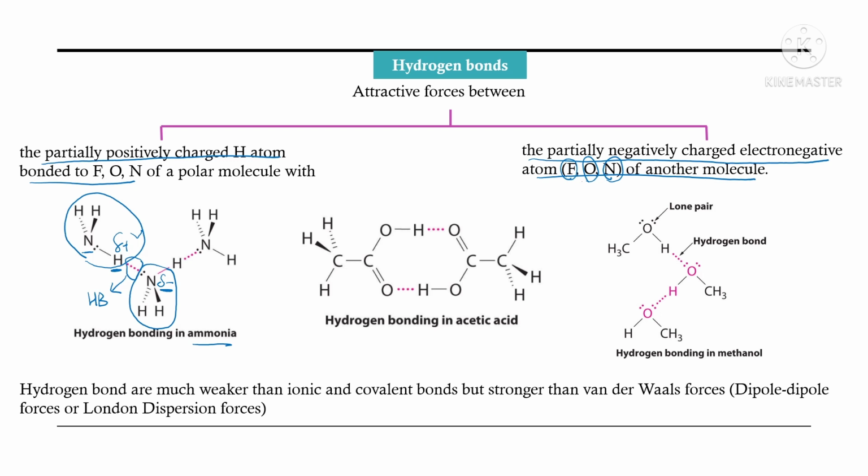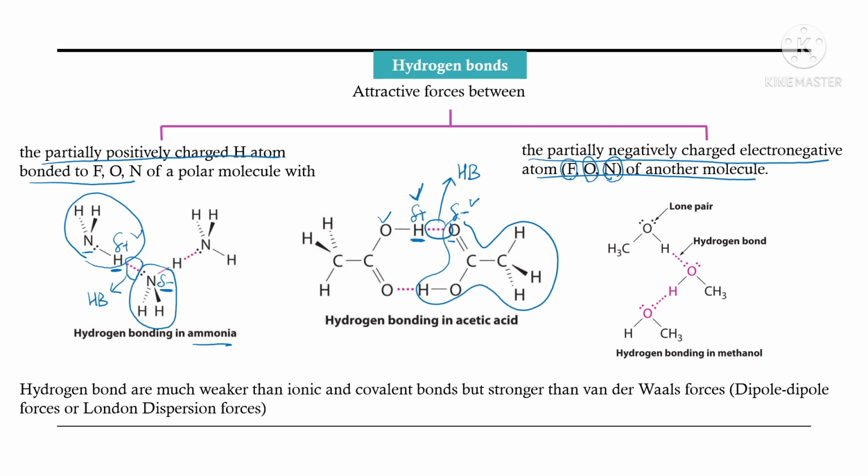In acetic acid, where is the hydrogen bond? It is between the hydrogen, which is partially positively charged because it is bonded to an oxygen atom, with the partially negatively charged electronegative oxygen atom of another molecule. So this oxygen is partially negatively charged. And the attractive force between the partially positively charged hydrogen with the partially negatively charged oxygen of another molecule is the hydrogen bond between the acetic acid molecules.